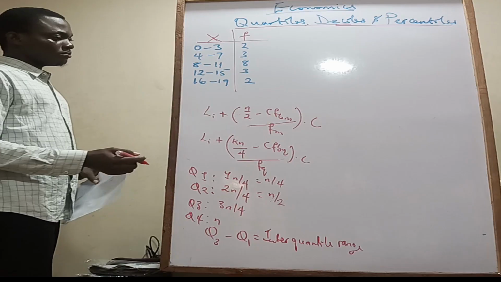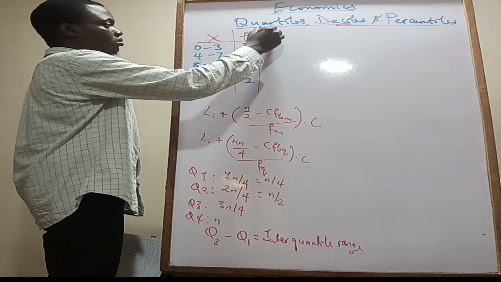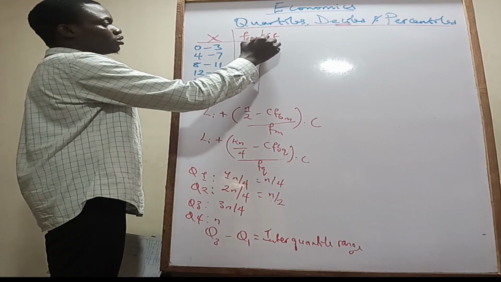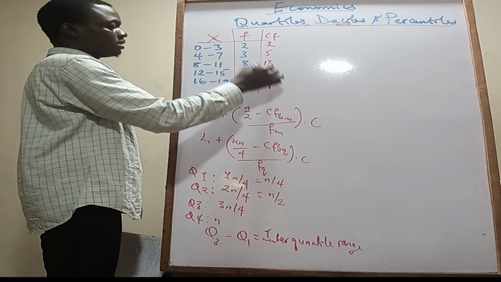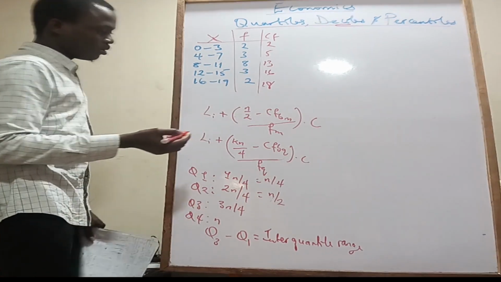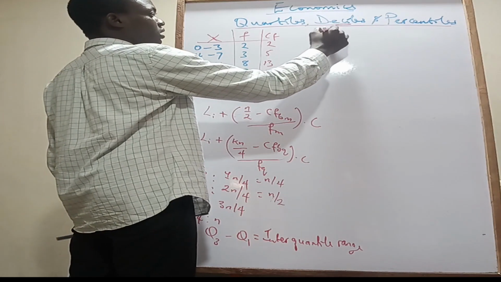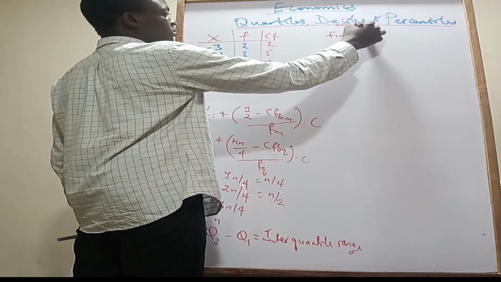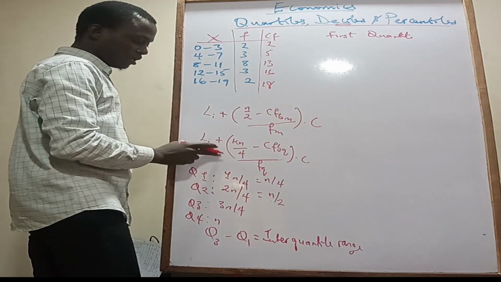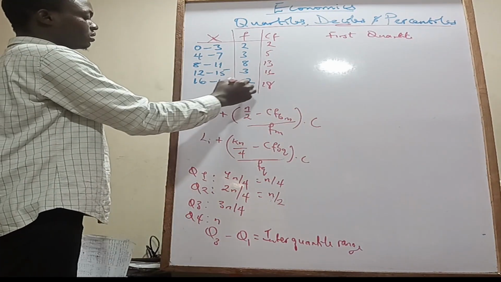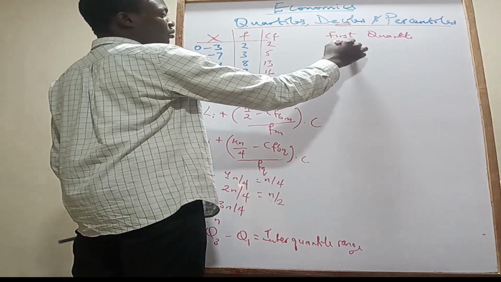So yeah, let's find our cumulative frequency. Cumulative frequency: 2, 5, 13, 16, and 18. So if you're looking for your first quartile, the first thing that we have to do is n over 4. Our n here is 18 apparently. So 18 divided by 4 is something like 4.5.